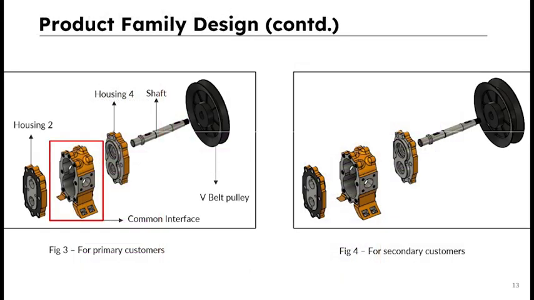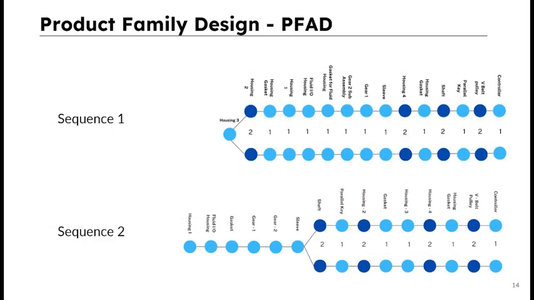Now we are looking at the two variants of the design for the two segment groups. The one on the left can be used for fluids of higher viscosity, primarily oil. The one on the right can be used for fluids of relatively lower viscosity such as water or beverage processing. 4 changes have been introduced in catering to the secondary customer needs. First, the V-belt pulley is made wider. Second, the thickness of housing 2 and housing 4 have been reduced. And finally, the shaft has been made hollow.